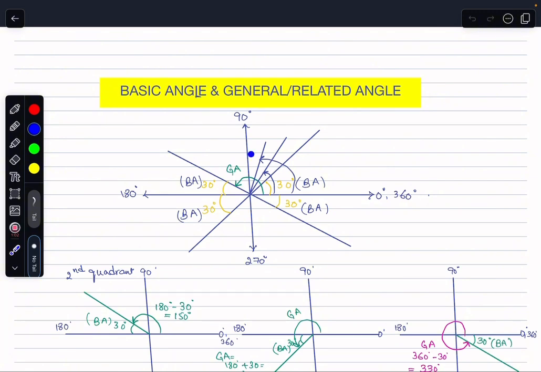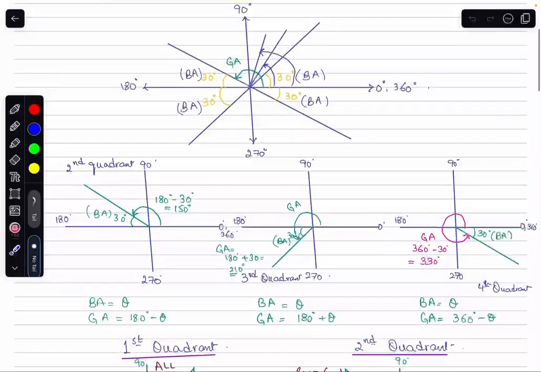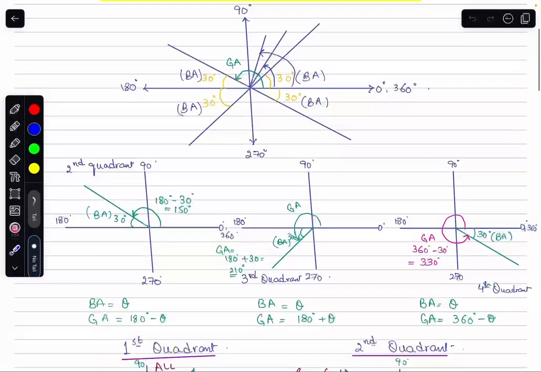If we are in the first quadrant, then it's no problem. All the angles are between 0 and 90 degrees, so the basic angle will be equal to the general angle. But if we move to the second quadrant, the third quadrant, and the fourth quadrant, the case is going to be a little different. Let's start discussing all the three cases.